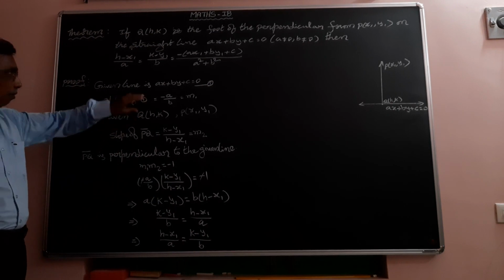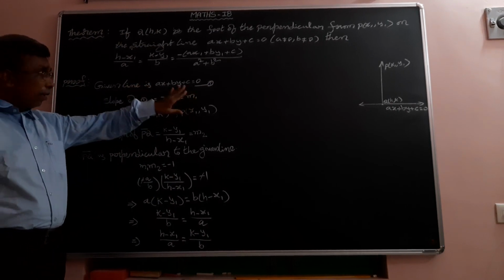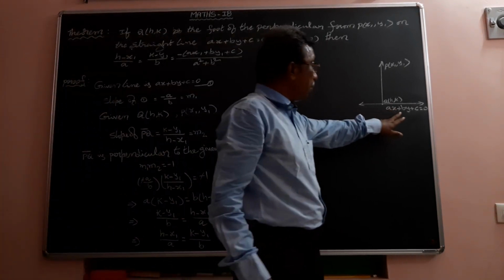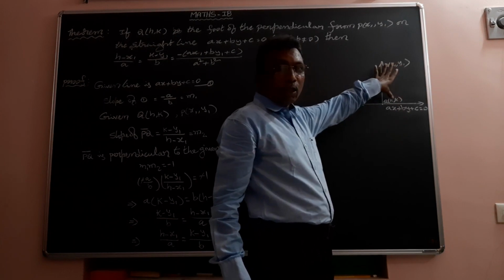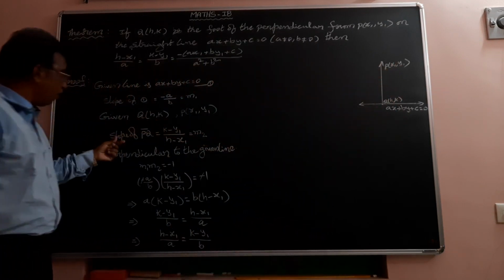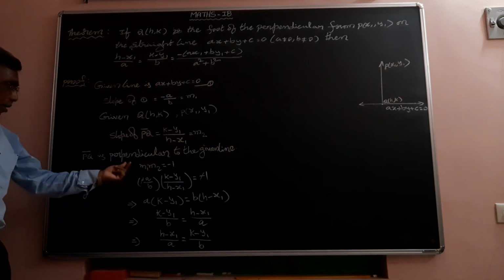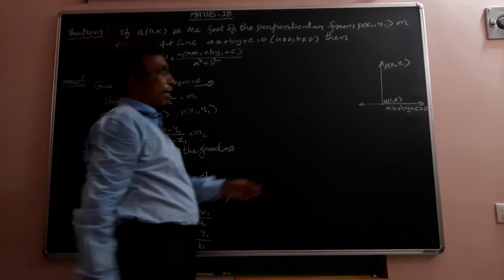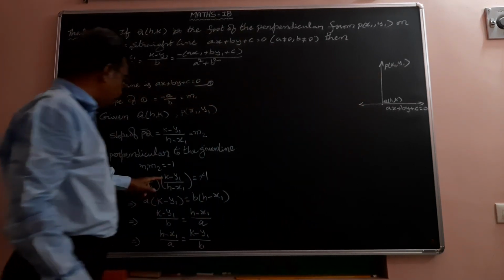Okay students, first of all find out this slope m1. From these two points you can find slope m2. The two lines are perpendicular, so m1 into m2 equals minus 1.